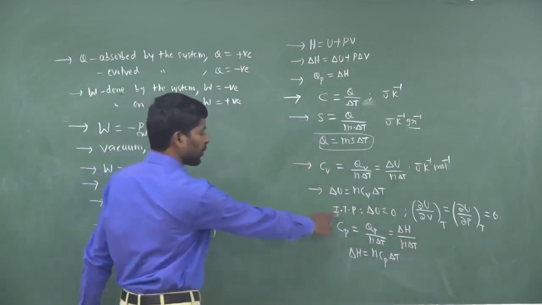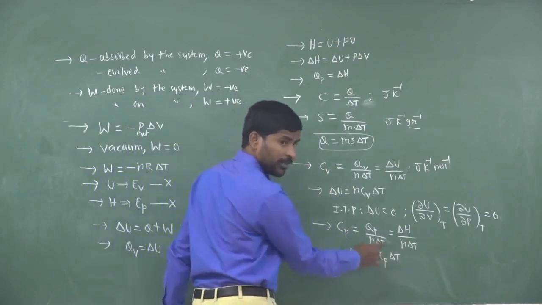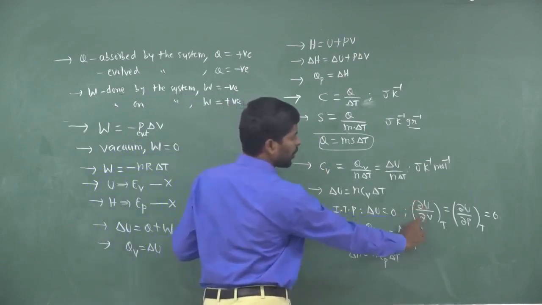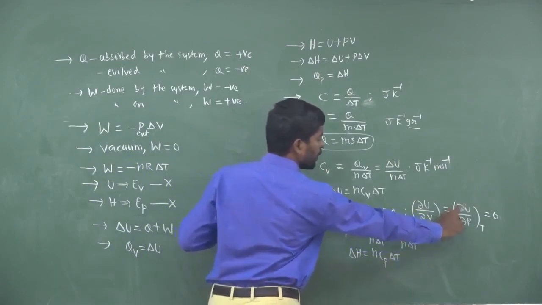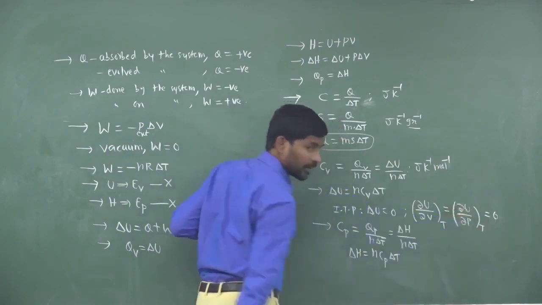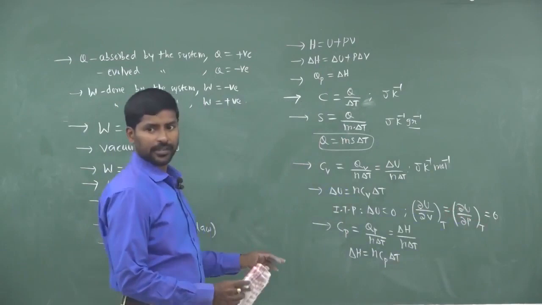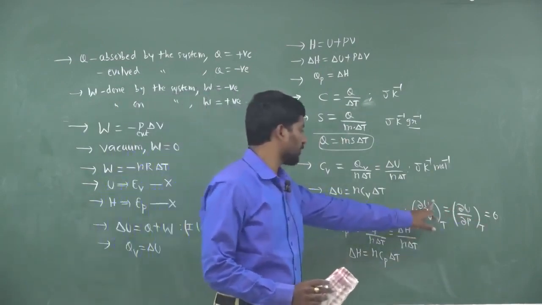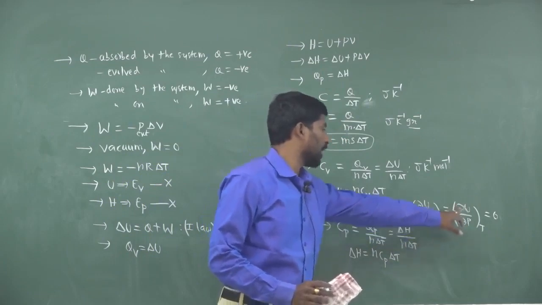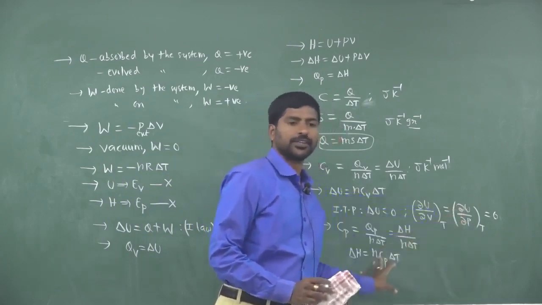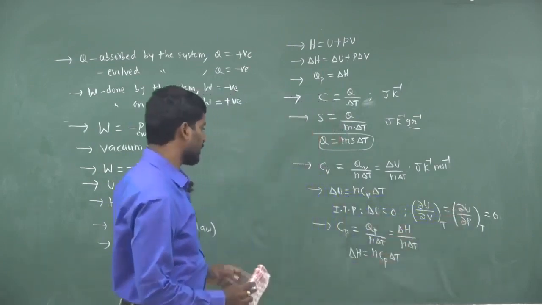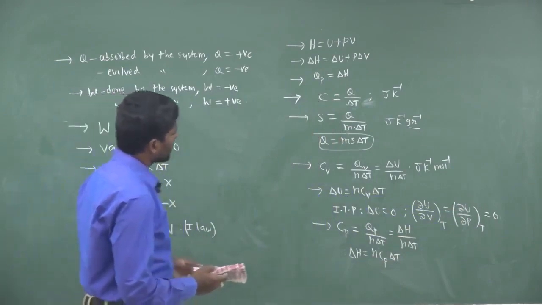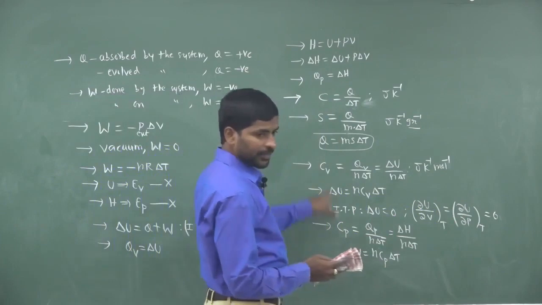Same for isothermal process: if you take delta T as 0, delta H is also 0. So we will get the same: dou H by dou V at constant temperature, and dou H by dou P at constant temperature, are 0 for ideal gases. For ideal gases, intermolecular forces are absent. That is important. And this is the concept of heat capacity.